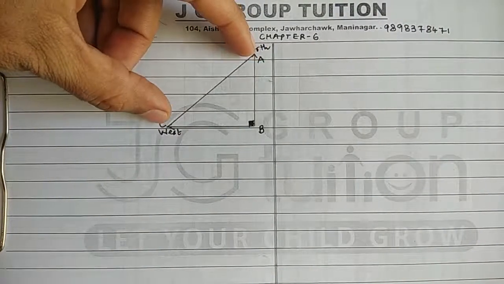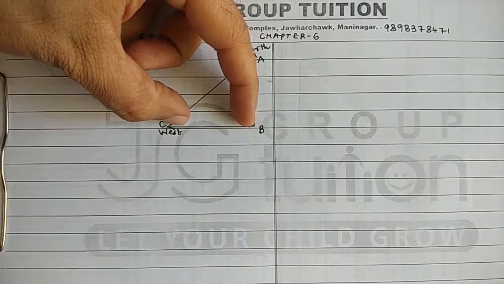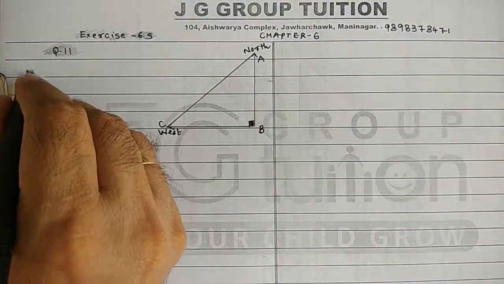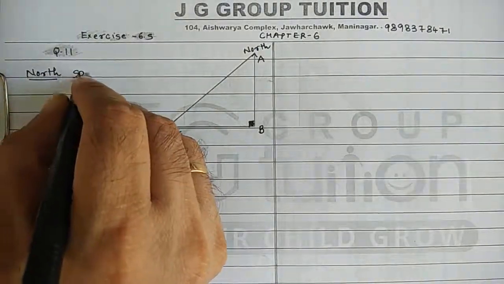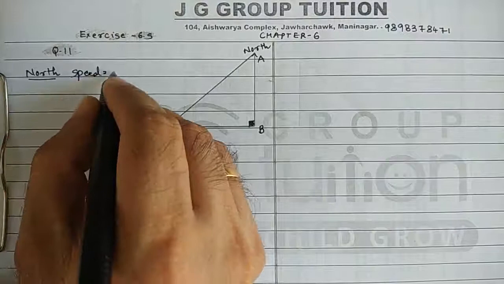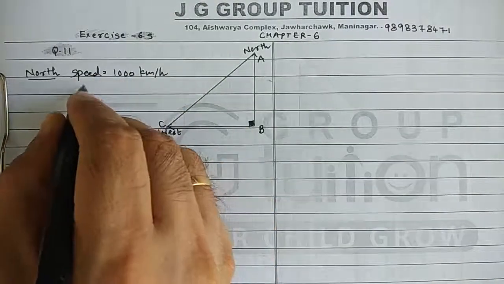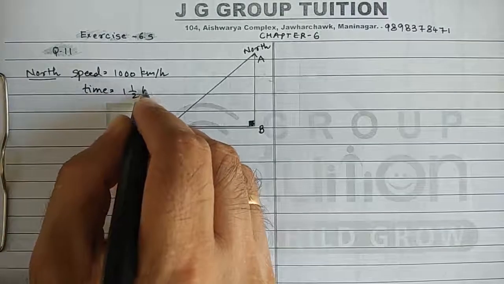So to find this distance, first we need to find the distance covered by plane C and plane A, which is very important. So here you can see that for the plane which is going in the north direction, the speed is 1000 km per hour and the time is given as 1 and 1 by 2 hours, that is 3 by 2 hours.